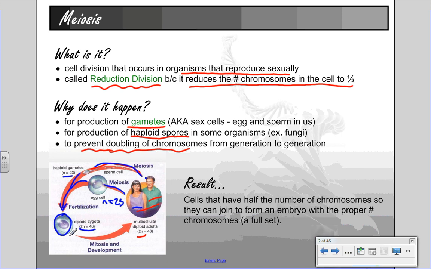Now for that cell to become a multicellular organism like us, it undergoes the other type of cell division, mitosis. Mitosis and differentiation, specialization of the cells that are made through mitotic divisions will develop a multicellular organism. And then the process happens again. So the overall result is we get cells that have half the number of chromosomes so that they can join to form a zygote, which divides by mitosis, forming an embryo that has the proper number of chromosomes.